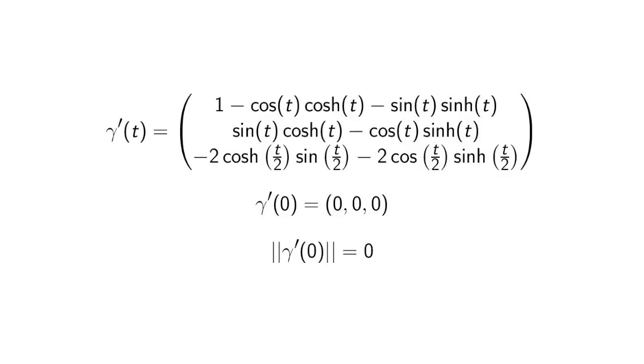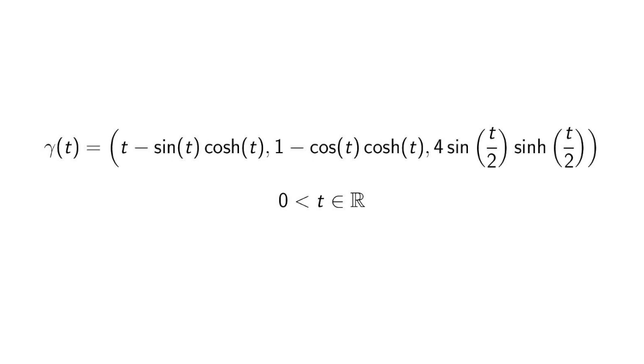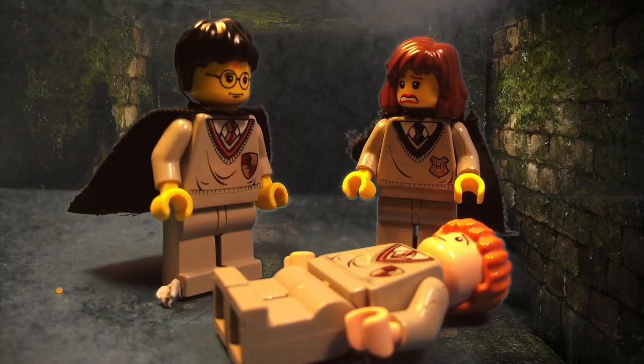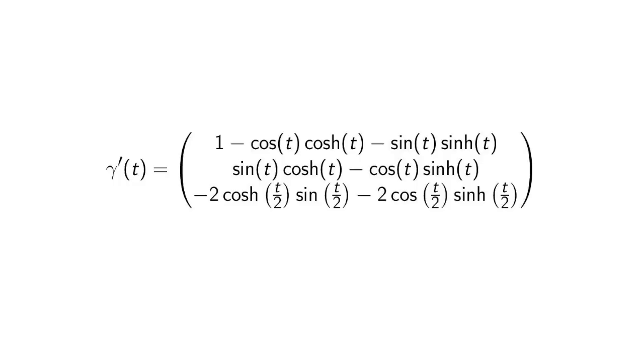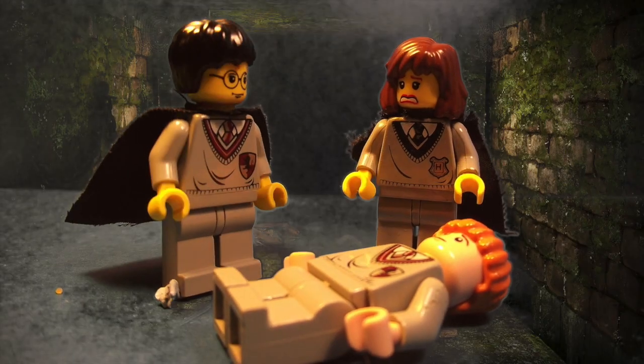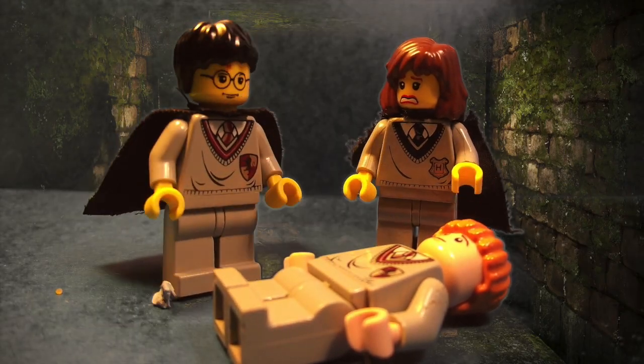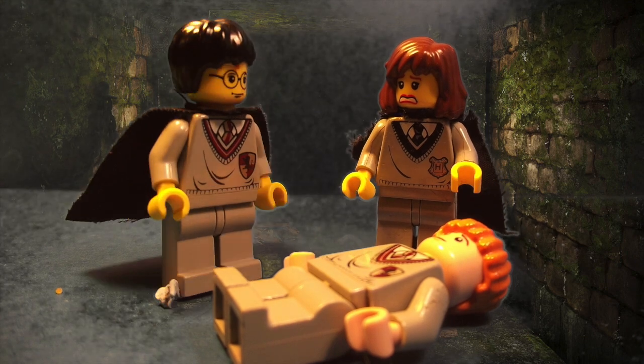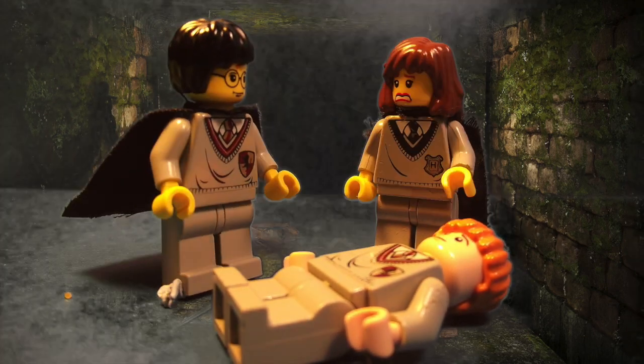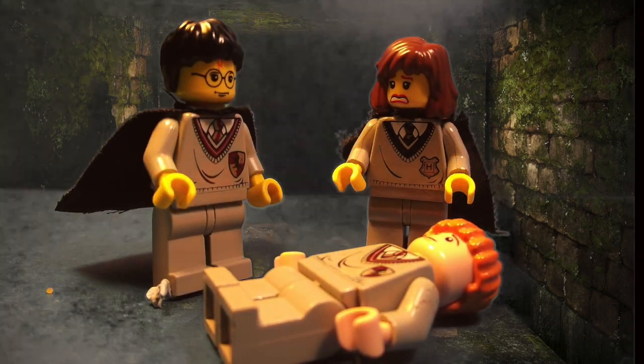First, we need to see if it's regular. It's not regular, but we could restrict the domain. If we restrict it to the positive reals, then it is regular. How about unit speed? Run! We need to defeat the curve first. It's not unit speed. The norm of the first derivative isn't equal to 1, and we can't find the integral of the arc length function explicitly, so we don't know how to reparameterize to unit speed either.